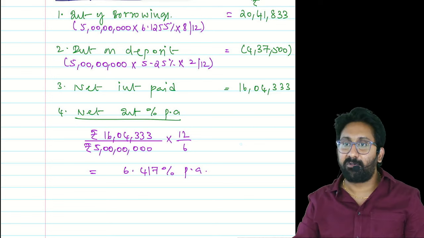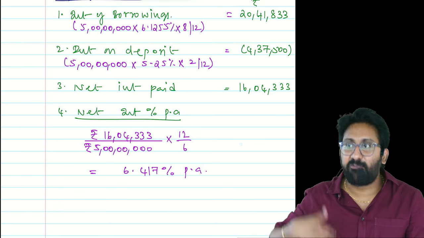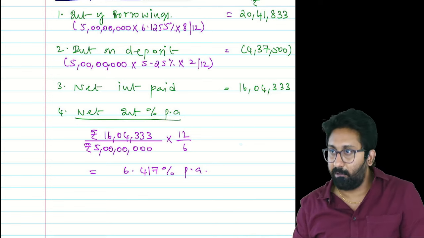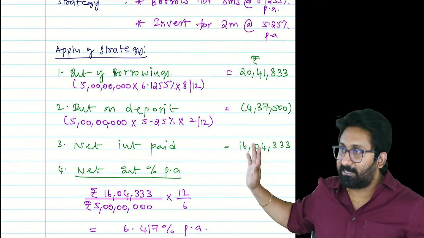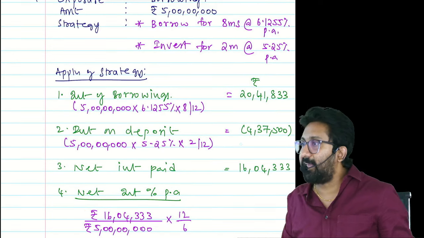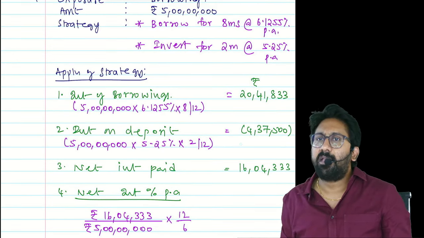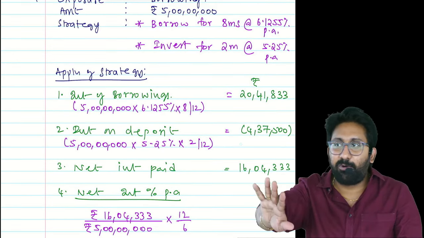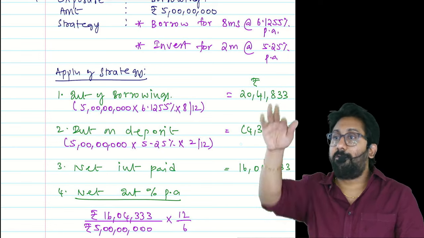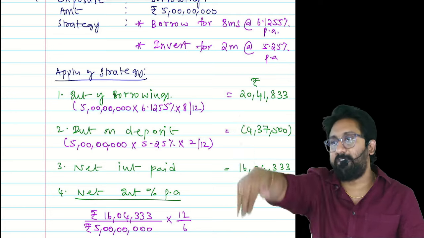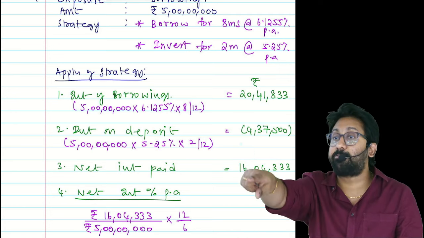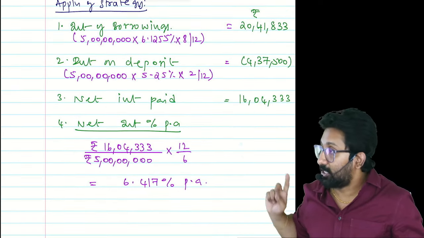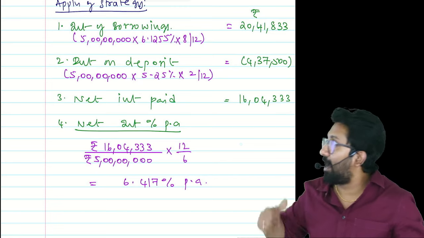You understand the forward rate agreement concept now? That's how forward rate agreement started. Really you don't do this. Futures are really buying, really selling and netting. Here also really you don't borrow, really you don't invest. If you would have borrowed for 8 months and invested for 2, for the remaining 6 months, how much is the net interest rate? 6.417. This is the rate the bank will quote to you.